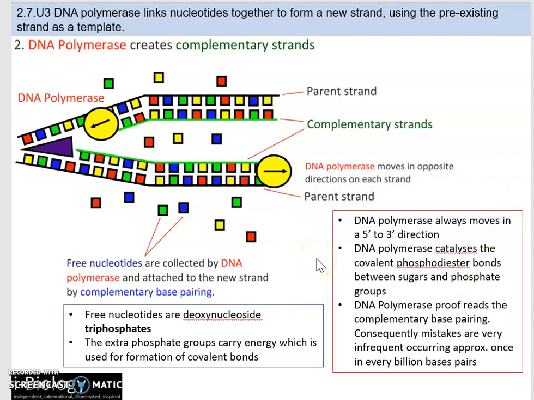And the last thing the DNA polymerase does is it proofreads that these complementary base pairs are correct. And if they are correct, that means that you're going to have these being equidistant apart from each other all the way along the strand. They're going to be parallel.